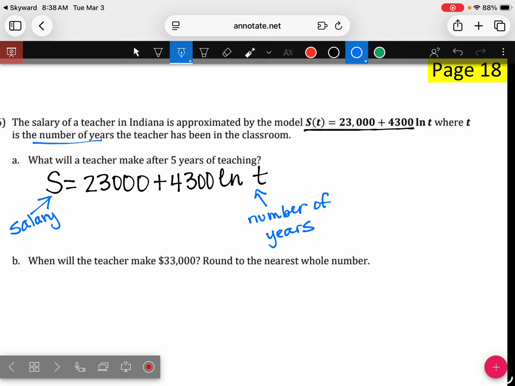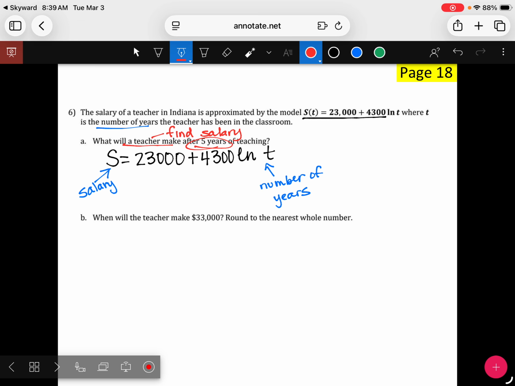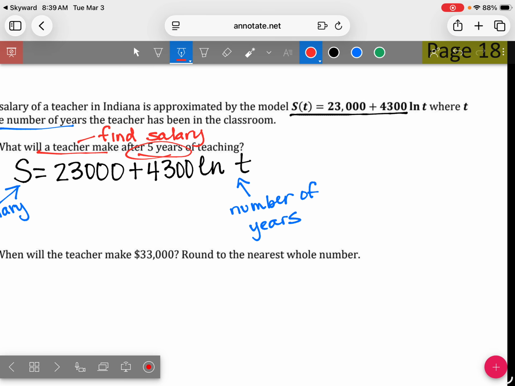So part A says, what will a teacher make? So in other words, it's asking me to find the salary after 5 years. So T is 5. So what we need to do in order to find that is just type this in our calculator. So we will have S equals 23,000 plus 4,300 natural log of 5.